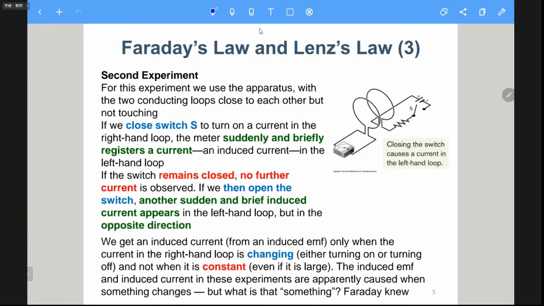So here you can see another experiment. It is similar. You can still see this ammeter and this loop, but the magnet bar is changed to another setup. You can see another loop here. Of course, these two loops don't touch each other. And here you can see a resistor and a battery and a switch. If the switch is closed, then there will be a current going through this loop.